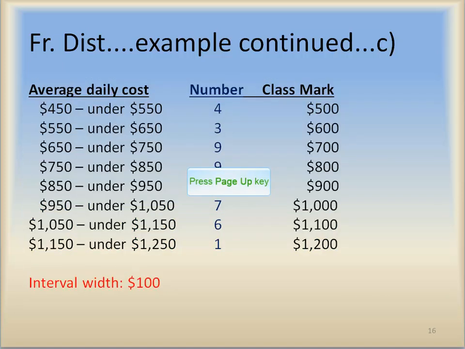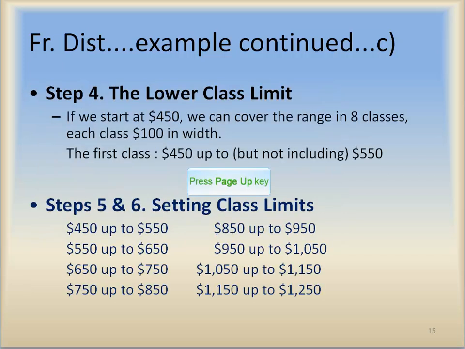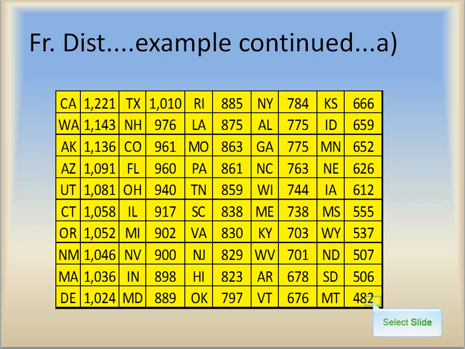Next step is to count how many states belong in each category. So if I go back to the original data, okay, I see that if I start from the bottom right, 1, 2, 3, 4, okay, from Montana to Wyoming, 4 belong in the class of 450 up to, but not including, 550, and so on.